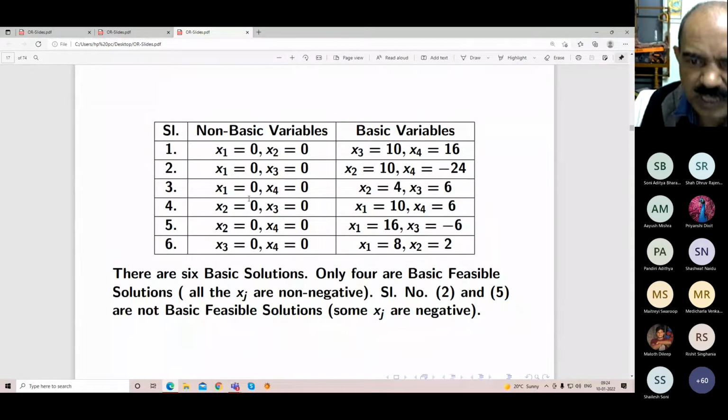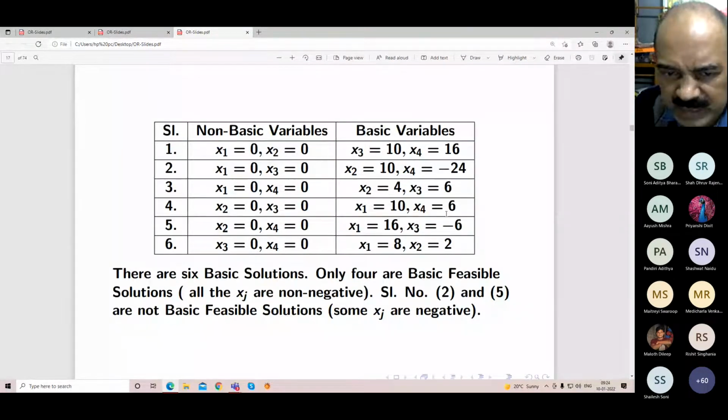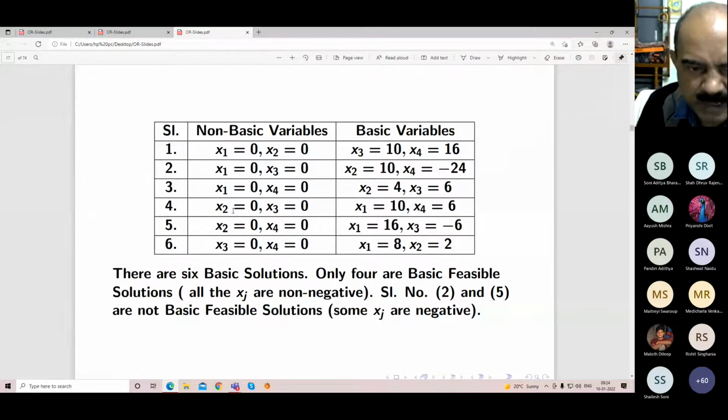Now coming to serial number 4: x2 0, x3 0, x1 10, then x4 6. We need only x1 and x2, so we find x1 equal to 10 and x2 equal to 0. Is it a basic feasible solution? Yes, it is a basic feasible solution. This corresponds to extreme point A. So serial number 4 corresponds to the extreme point A.